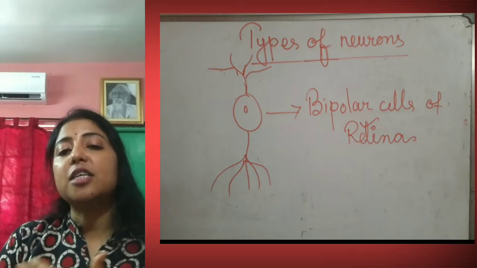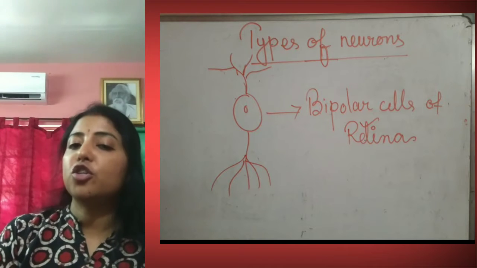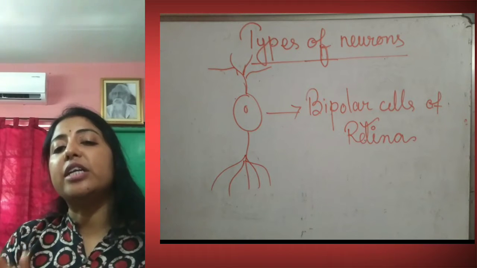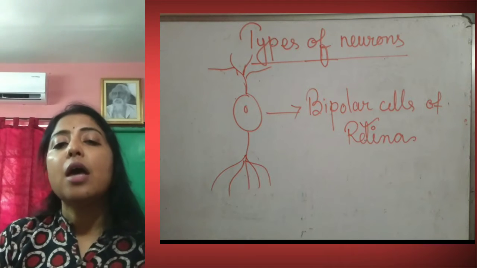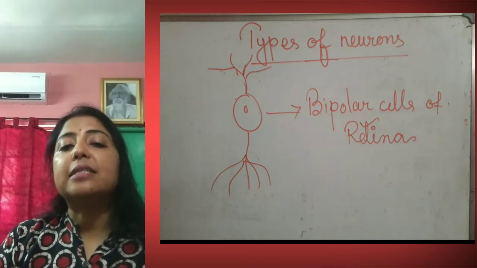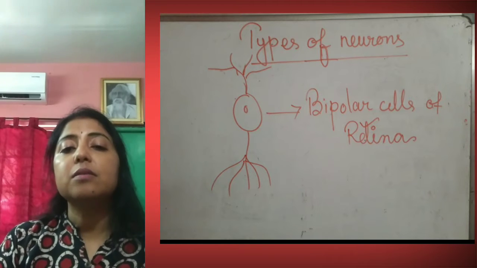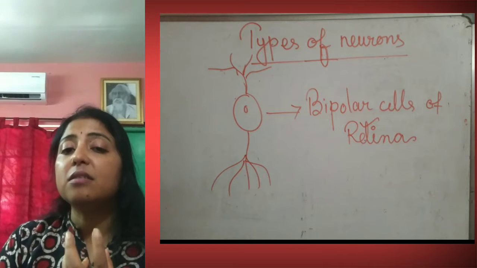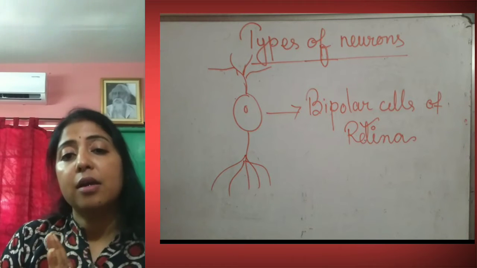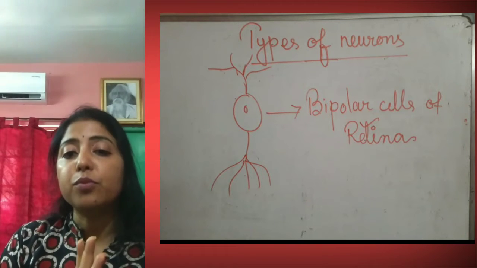Okay, next one is bipolar. Bi means two. That means it has both a longer process and a shorter process, that means both dendron and axon are present. They are known as bipolar neurons, and bipolar neurons we can see in some parts, such as the retinal cells where the image is formed in the eye. Clear? So these are the bipolars.